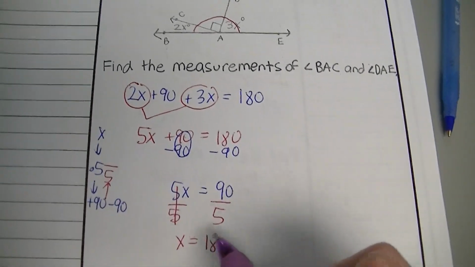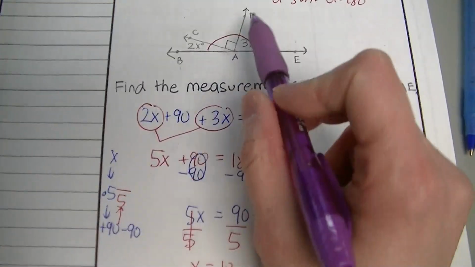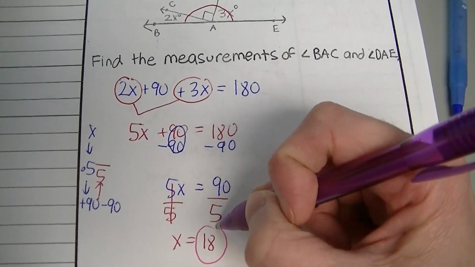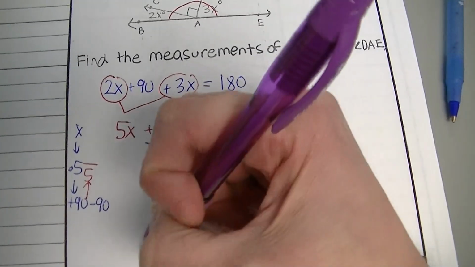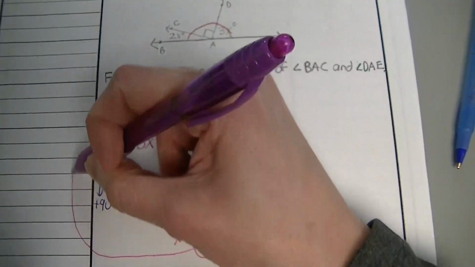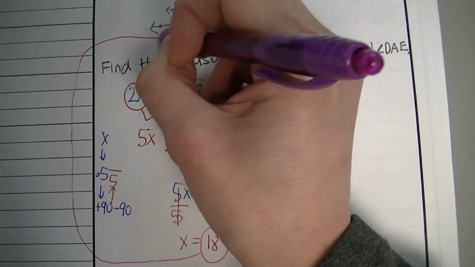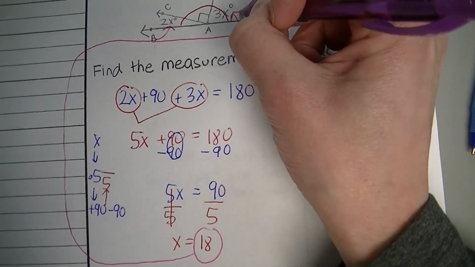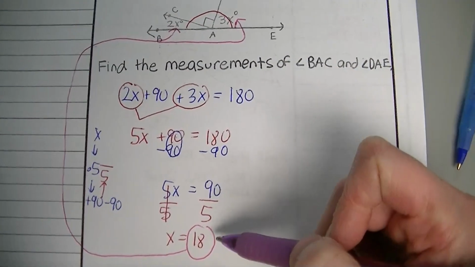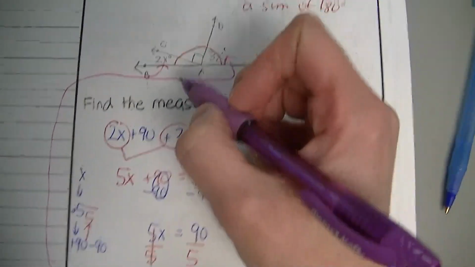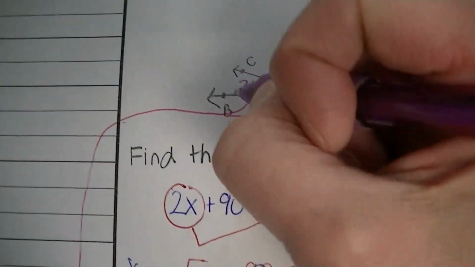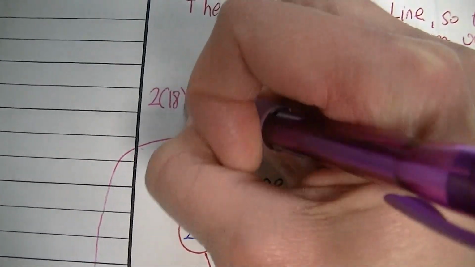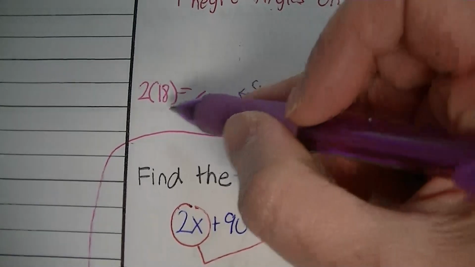Because as you know, we have to find the measurements of angle BAC and DAE, and what you have to do is substitute this value of x back into the diagram. So I always just draw an arrow to remind myself, hey, I have to substitute that variable with the value of the variable. So right here, since x is equal to 18, I know that you need to multiply by 18 to get the value of this angle.